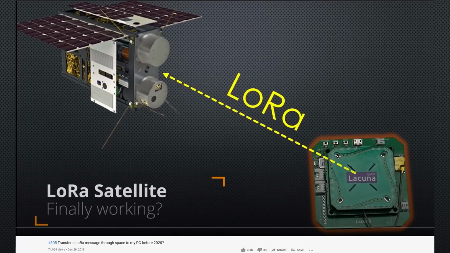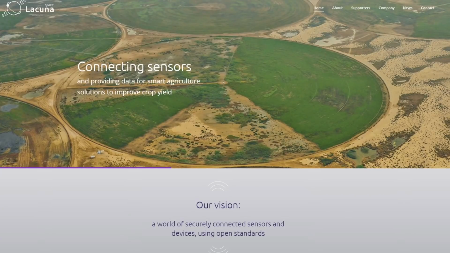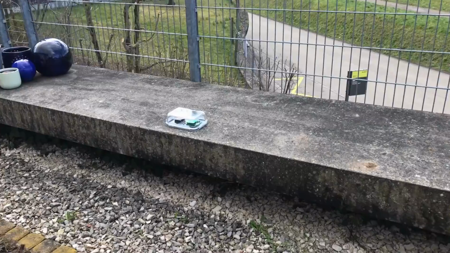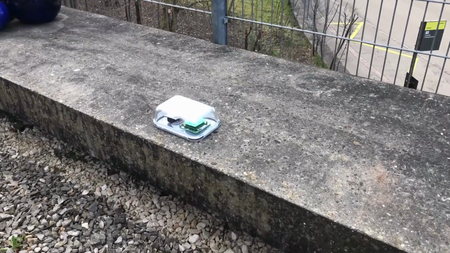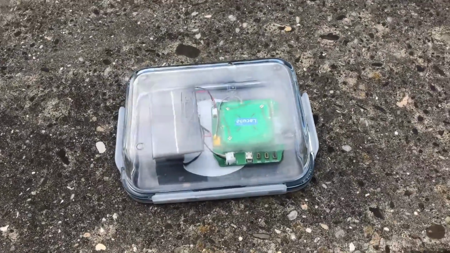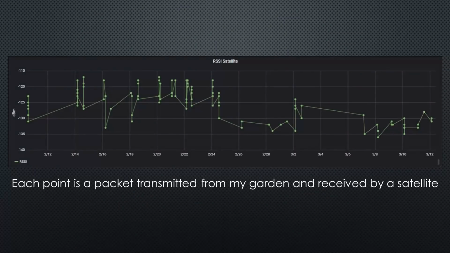In video number 305, we accompanied the first commercial LoRa satellite launched by the small Lacuna startup company. In the meantime, they operate three satellites and I still have a sensor in my garden that regularly transmits data through these satellites to TTN. Here you see the successful transmissions of the last 30 days. Most of the days, more than one satellite passes my home and receives my data on the 868 MHz ISM band.